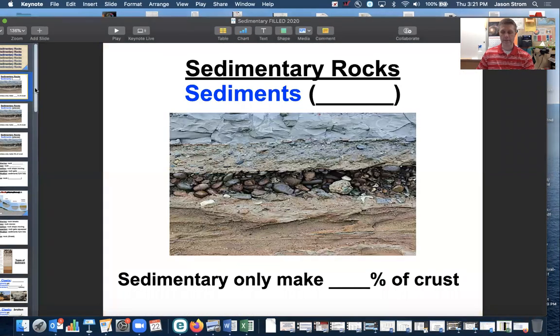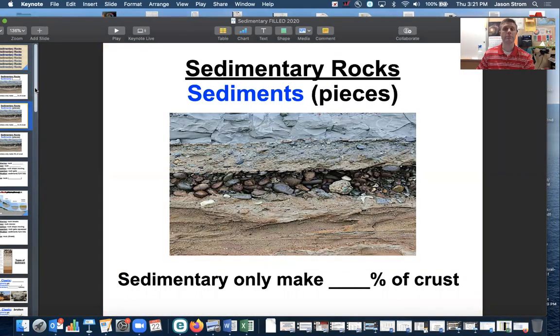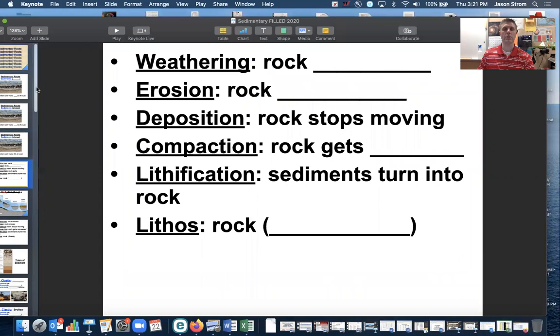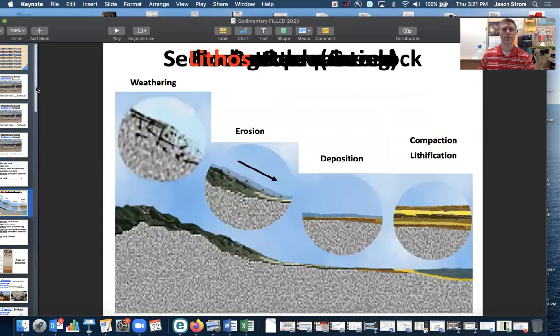Sedimentary rocks are made of sediment, pieces of other rocks, basically, and only about 5% of the crust is made of sedimentary rock. All right, so we'll see this slide again. We'll go through some steps, and then you can fill these in as I go through them.